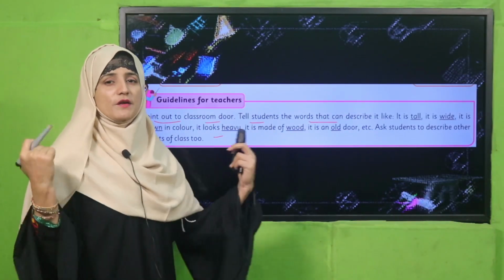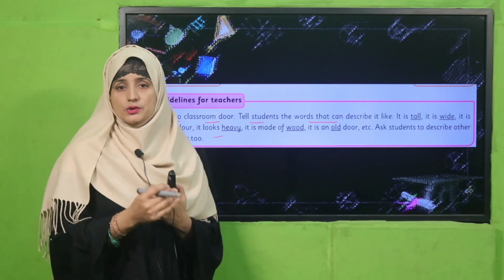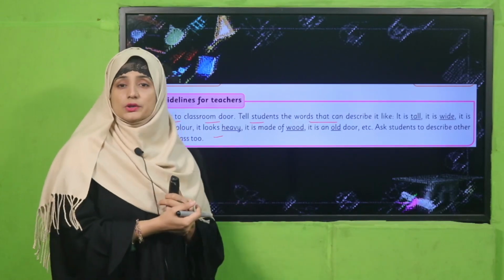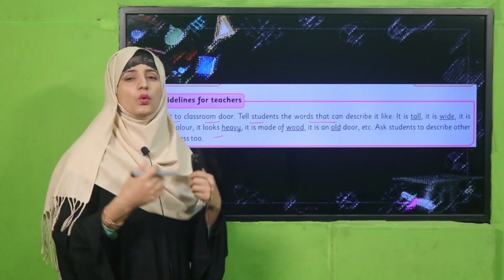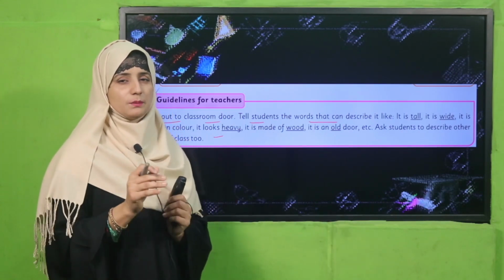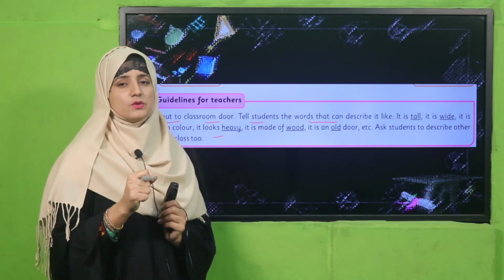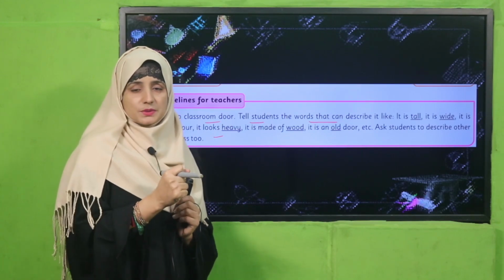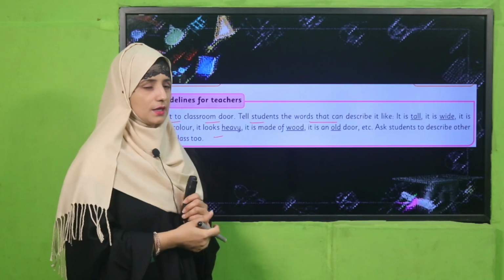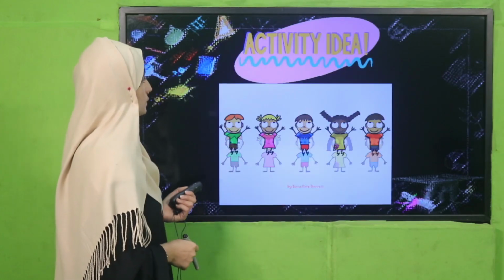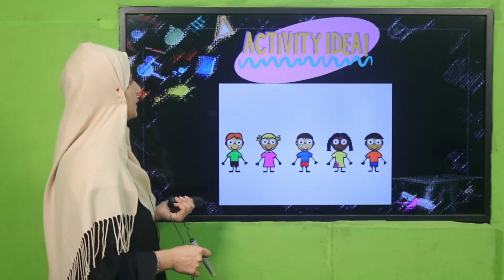In this way, different things are available in your class. You have to highlight these things. You have to describe these things in different ways. Okay, so involve the whole class in this activity and build a strong concept about colors, shapes, and describing quality. Okay, good job.